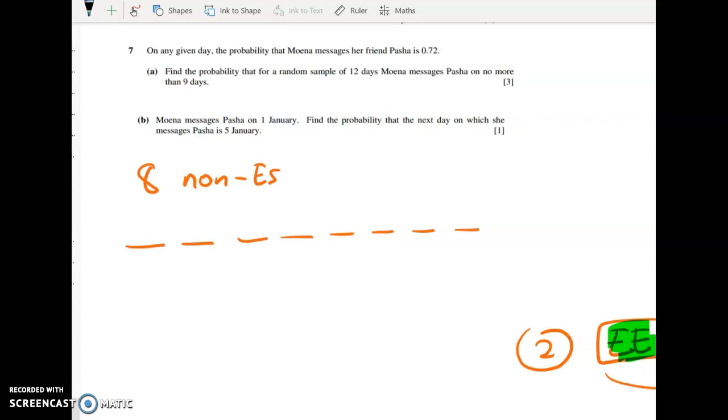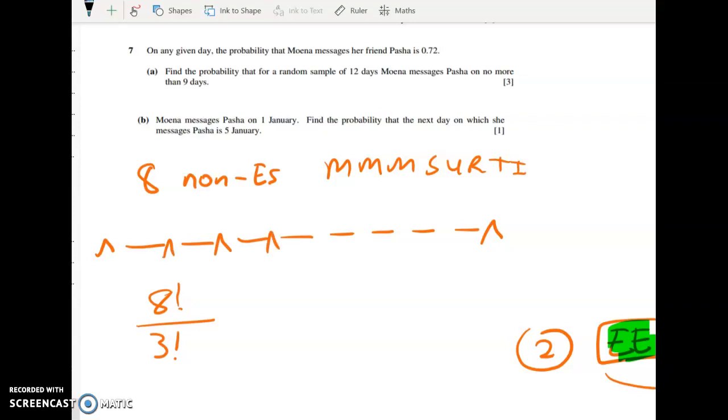And we know how many ways there are to arrange those. So here we've got M, M, M, S, U, R, T, I. So we've got 8 factorial, and we've got to get rid of the doubles. So it's 8 factorial over 3 factorial. Now, how many ways are there now to plonk in those 2 E's? Well, they have to go in 9 different places, right? So they can go anywhere, including the 2 ends. They can go anywhere in the 7 gaps between those 8 letters, or they can go at this end or this end. So there are 9 places to put the first E in, right?